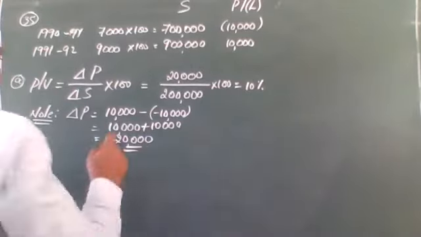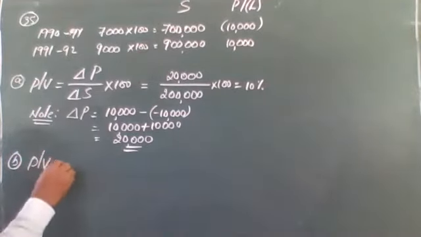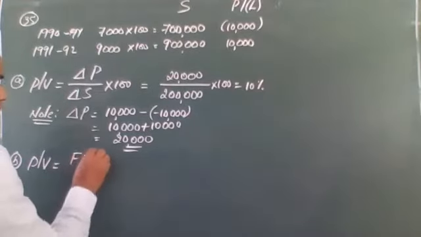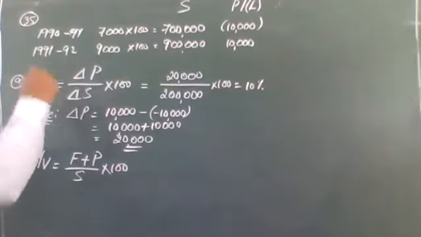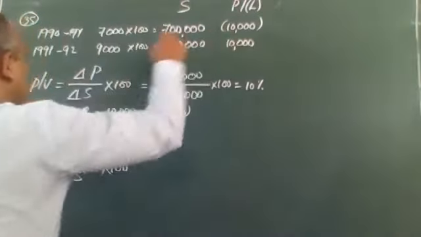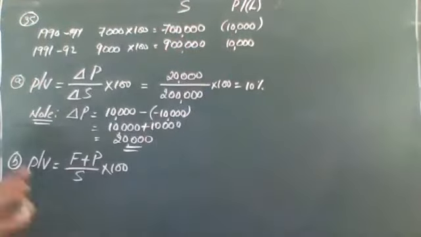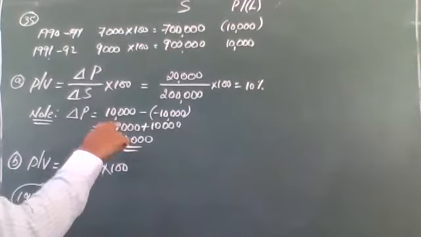Once you find out the PV ratio, what is the next step we do, whether he is asking or not? Again, apply the PV ratio, but this time apply the missing information formula. F plus P by S into 100. Should I apply it for both the years? No, you can apply it for any of the years. But because this is negative, I'll prefer this 10,000 so that the calculations will be simple for us. I'm doing it for 1991-92. You can apply for any of the years. So PV ratio is 10%.